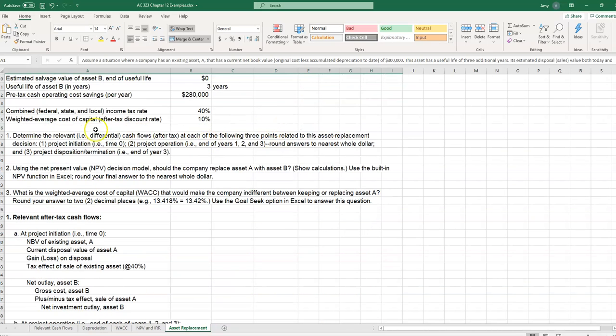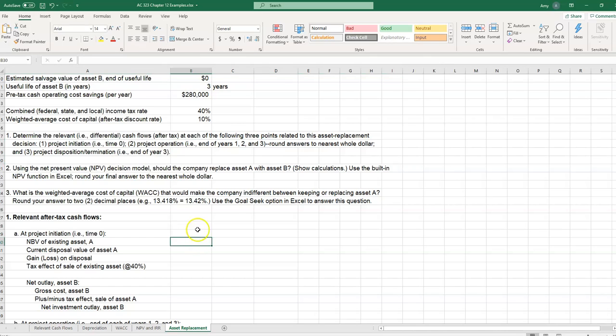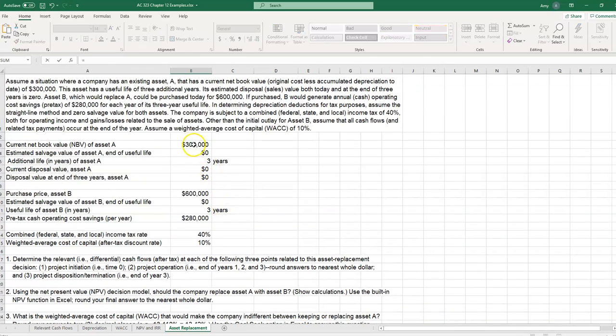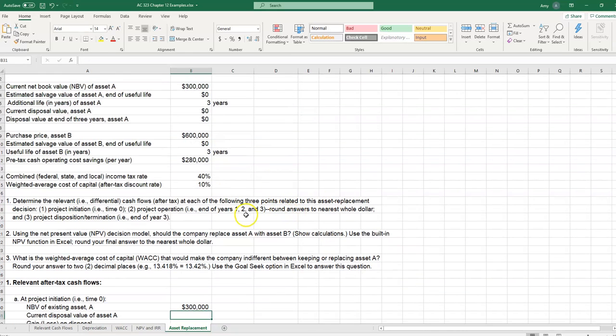So we're going to look at these different examples. First, we want to know what are the relevant cash flows after tax for each of the following 3 points related to the asset replacement: the project initiation, project operation, and the project disposal. So we have the net book value of asset A, which is currently $300,000. Its current disposal value is 0.